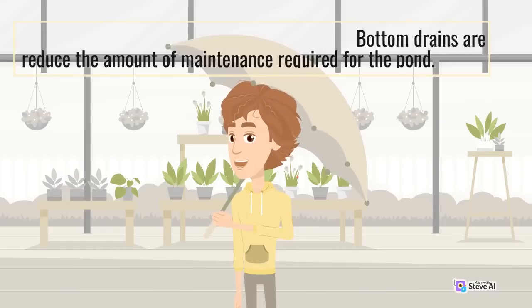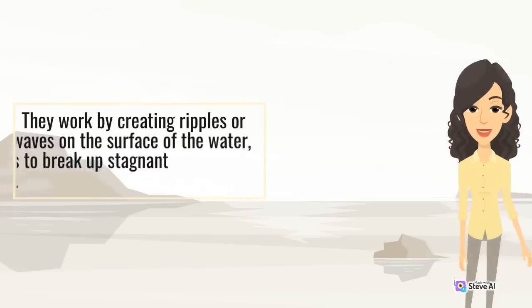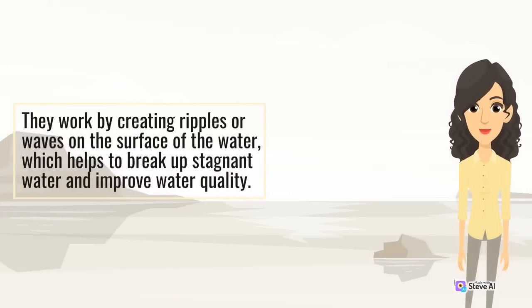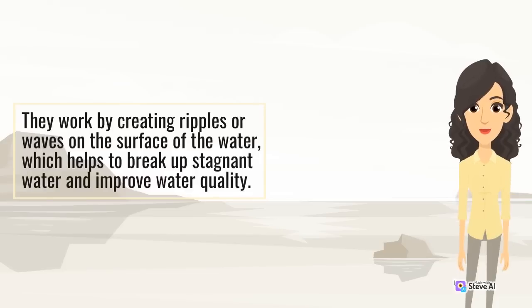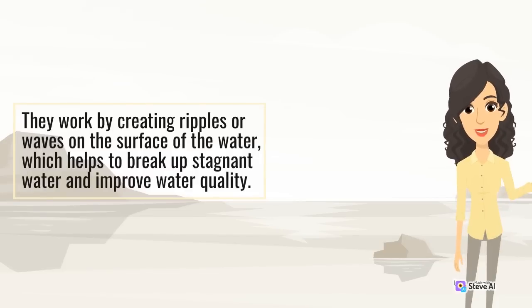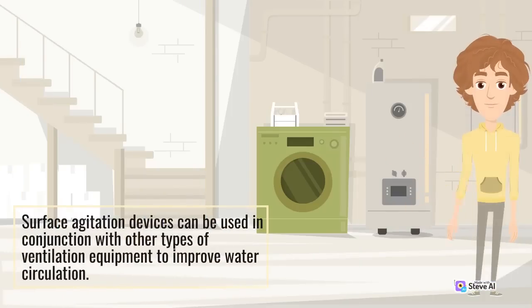Surface agitation devices. Surface agitation devices are a type of ventilation equipment that are designed to create water movement and improve oxygenation. They work by creating ripples or waves on the surface of the water, which helps to break up stagnant water and improve water quality. Surface agitation devices can be used in conjunction with other types of ventilation equipment to improve water circulation.